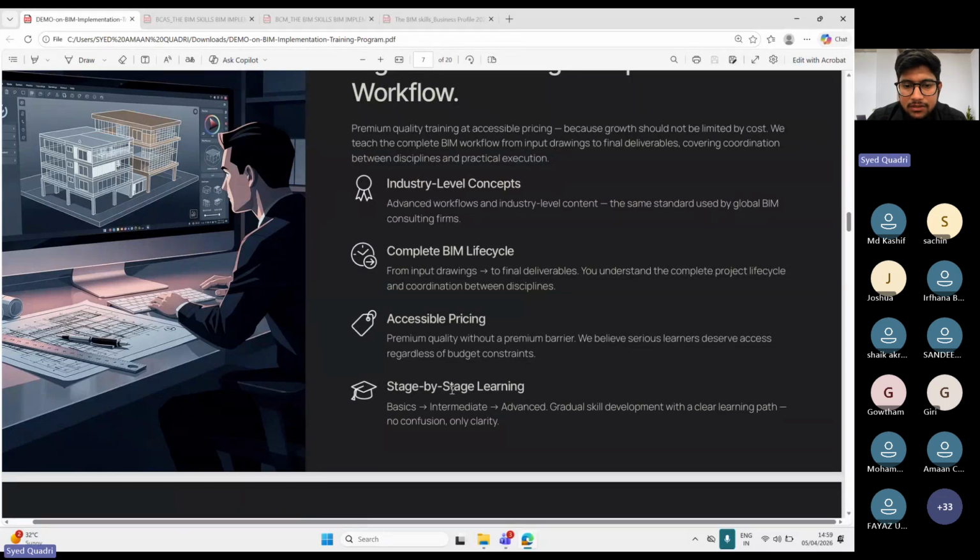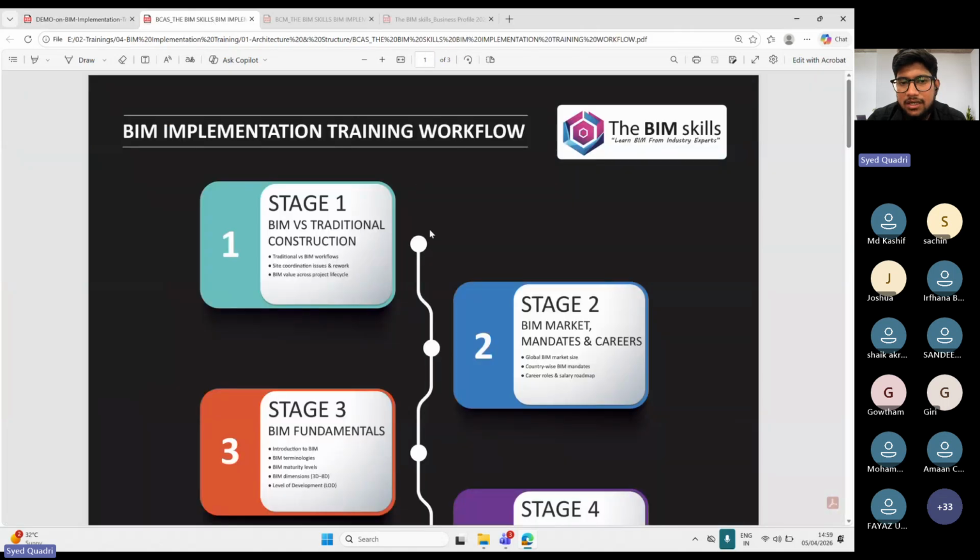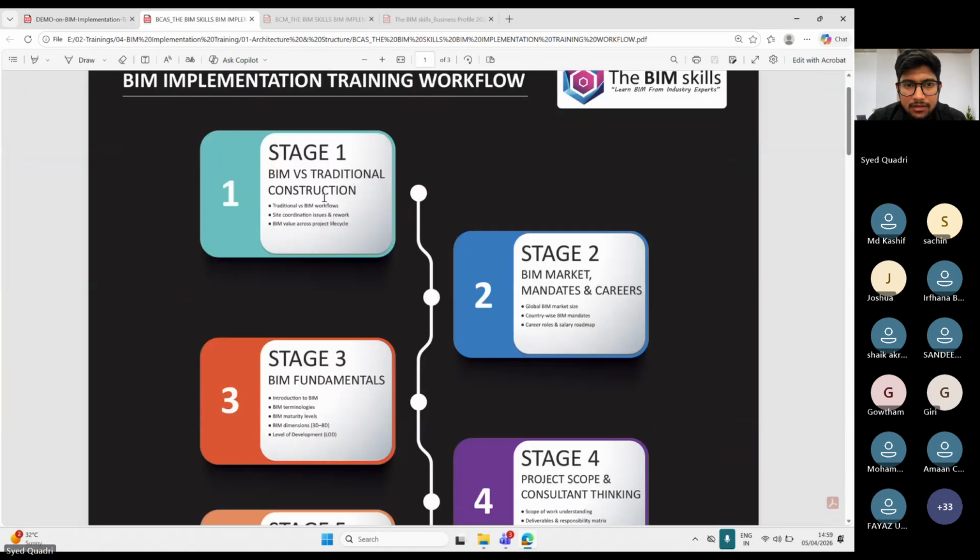You will learn stage by stage. We have divided the training into multiple stages. Most of you maybe got this PDF with stage 1, stage 2. In stage 1, we will understand how we were working in the previous way, that is nothing but traditional construction, and how we can use BIM to improve design and construction.